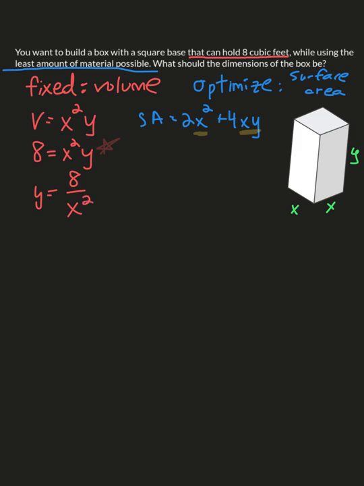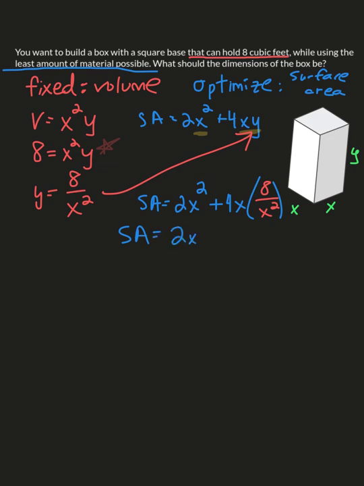Now we can just use basic substitution and substitute that into our surface area equation for the y. And that's going to leave us with a surface area equation that only has x's on the right-hand side. So the surface area is equal to 2x squared plus 4x, and then we're going to substitute in 8 over x squared. I'm going to simplify so that it's easier to find the derivative. And using our negative exponents.